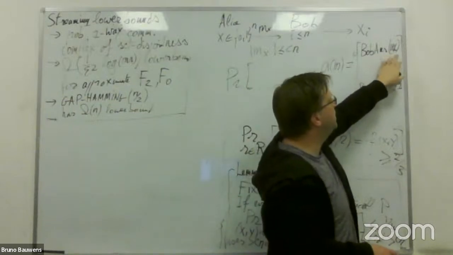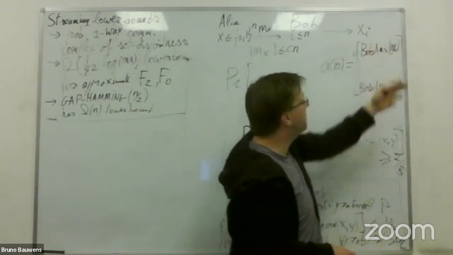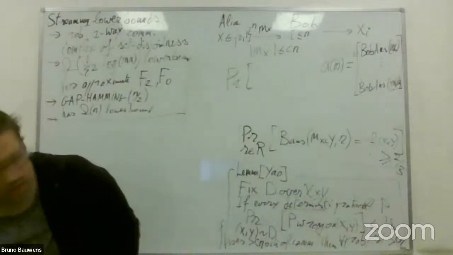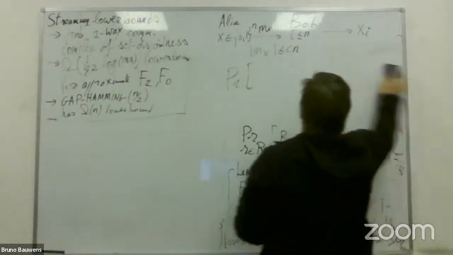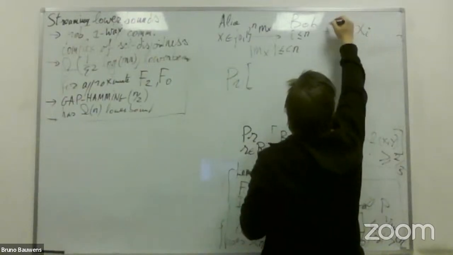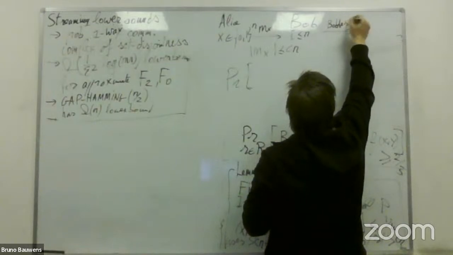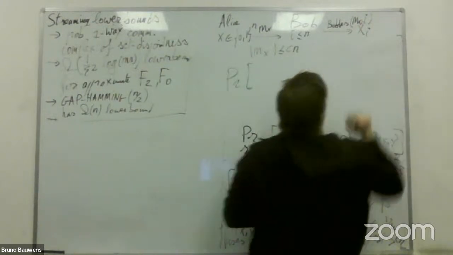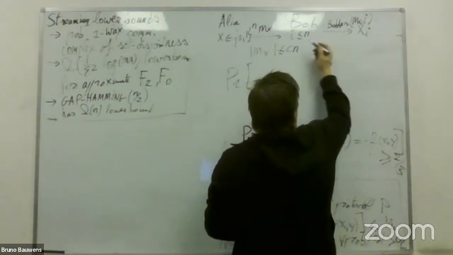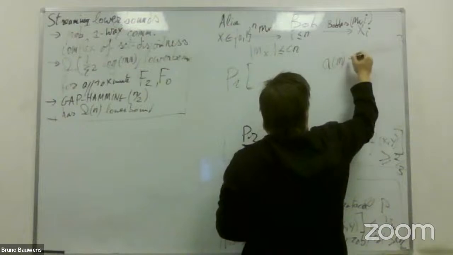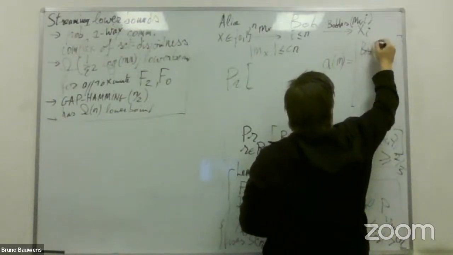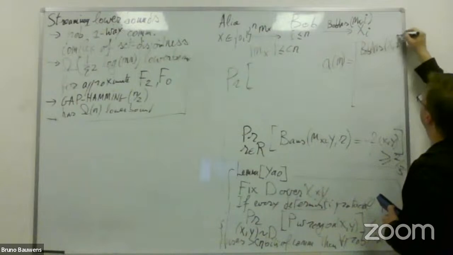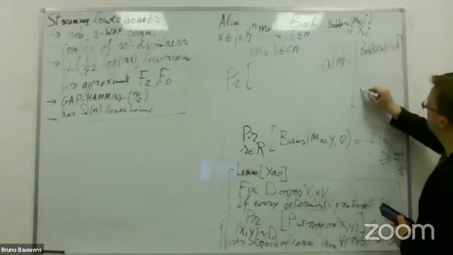For M is the message, and the second argument is the index, so it goes from 1 to n. Okay, let me write it better because it's important information. So that is just Bob's answer of M and I. Now let us define A of M. X is uniform and I is also uniform.